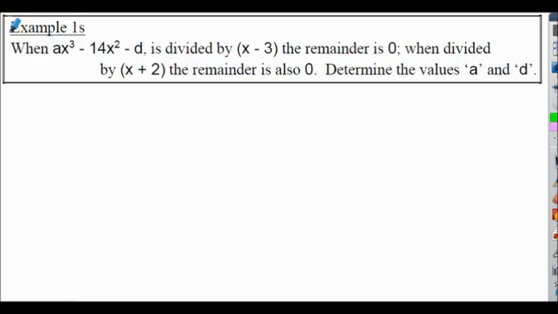Let's now consider example 1s. When ax cubed minus 14x squared minus d is divided by x minus 3, we're told the remainder is 0. Also, when the dividend of ax cubed minus 14x squared minus d is divided by x plus 2, the remainder is also 0. In this question, we've got to determine the values of a and d. I'll show you the full worked solution to example 1s on the following slide.